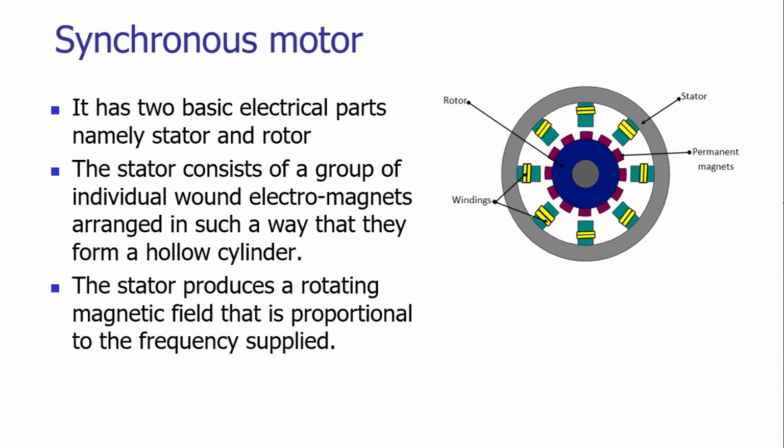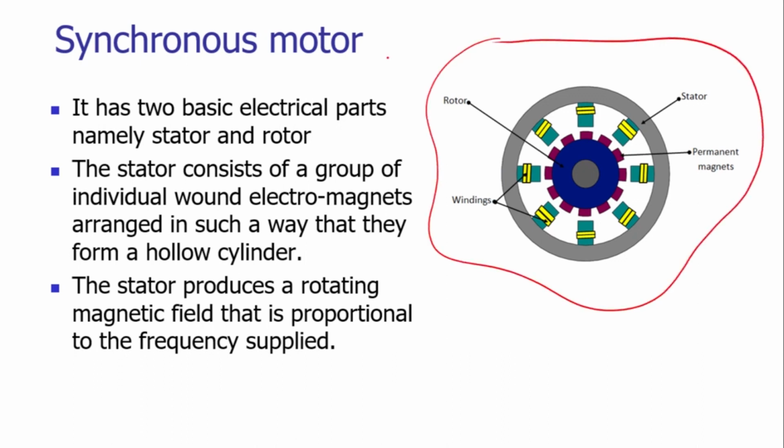It has basically two parts, that is a stator and a rotor. On your screen, you can see the schematic of the synchronous motor, the construction of the synchronous motor. The stator of the motor comprises a group of individual wound electromagnets. So there are many electromagnets which have coils. They are arranged in such a way that they form a cylinder.